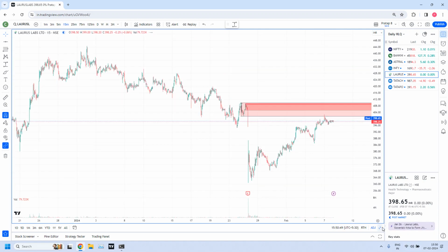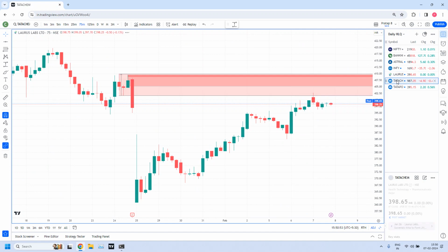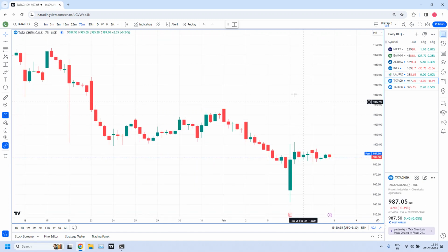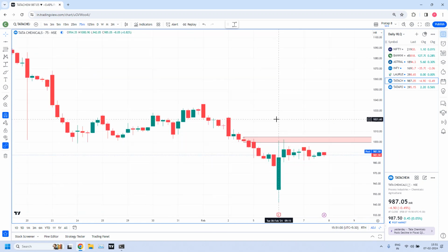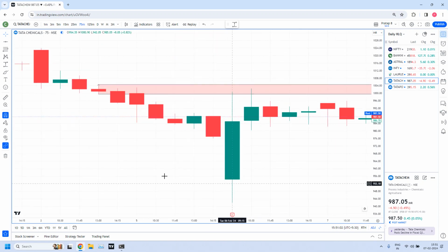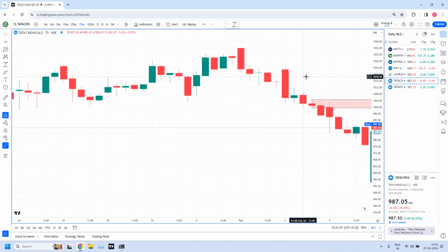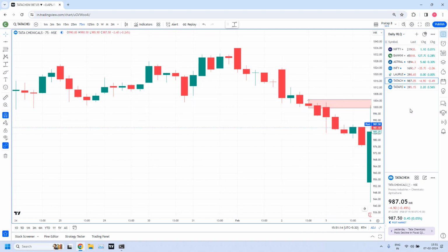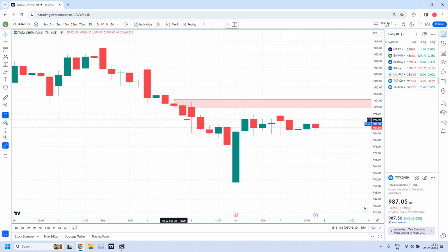And the next one is Tata Chemicals. Tata Chemicals 75-minute zone, I didn't plan any trade. The reason is, this is a leg-in base and a drop candle. Why I didn't plan a trade in this zone is, there is no 15 minutes zone inside this.